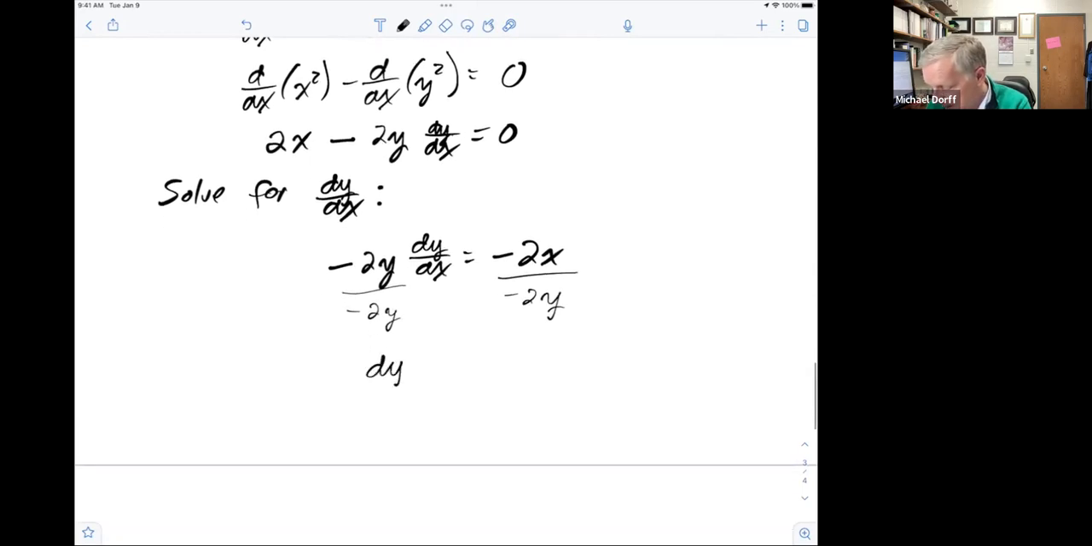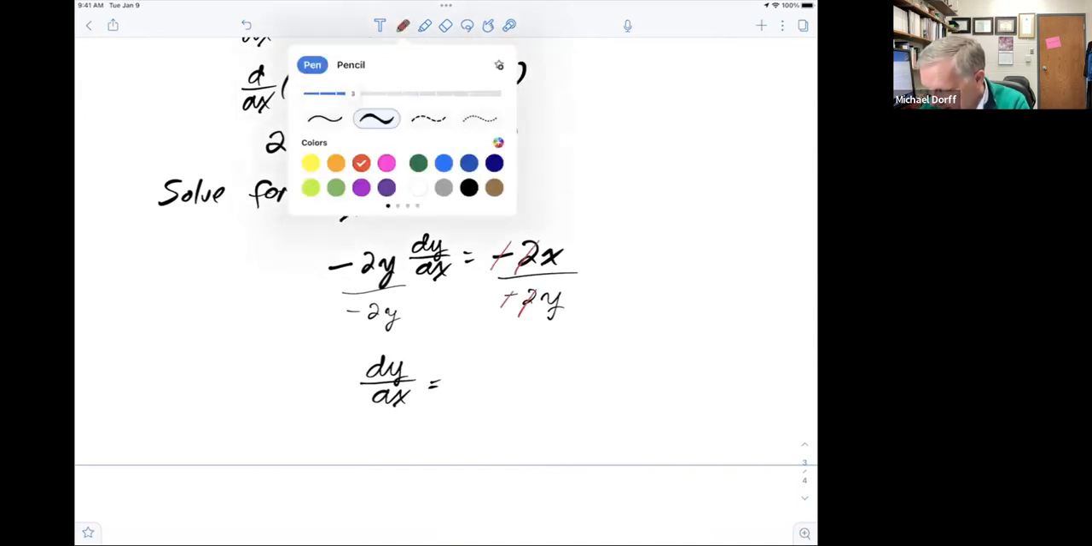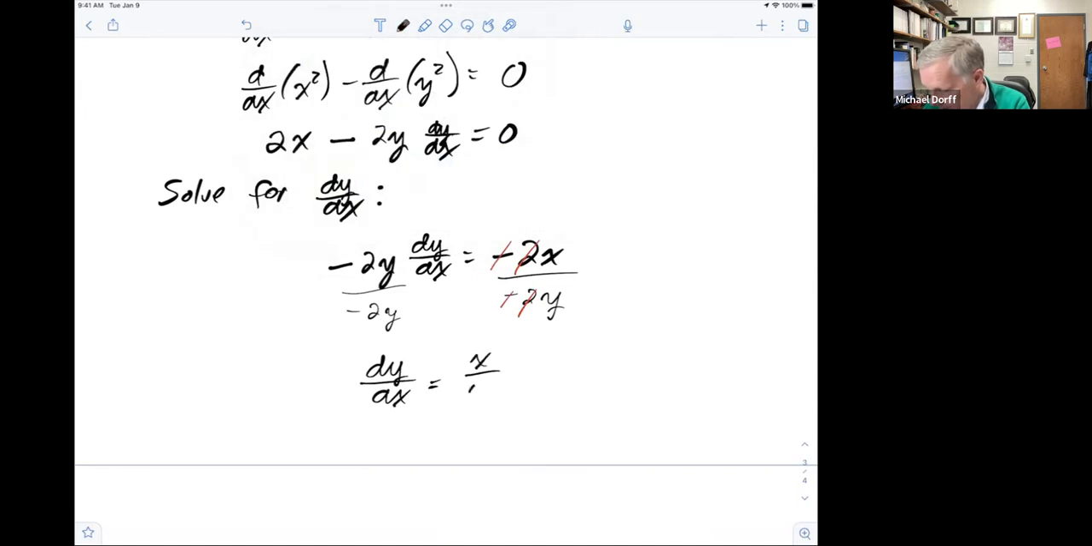And I get dy dx equals, and before I write that, I'm going to notice I can cancel out the negatives and I can cancel out the 2's so that I end up with x over y. And that's the derivative of that.